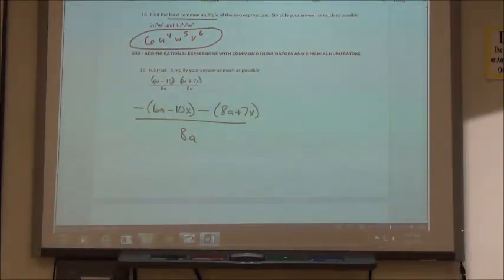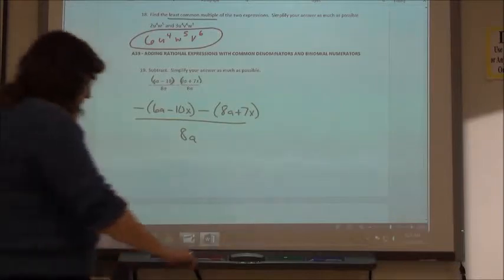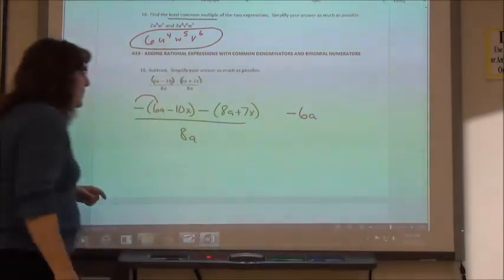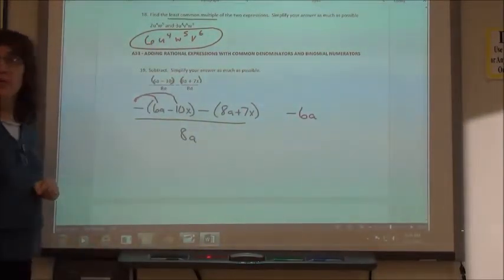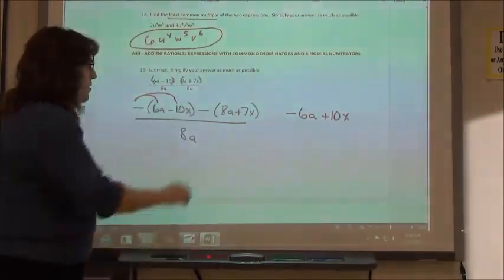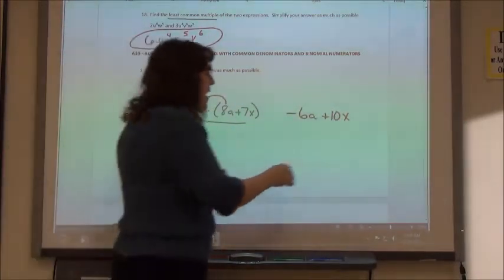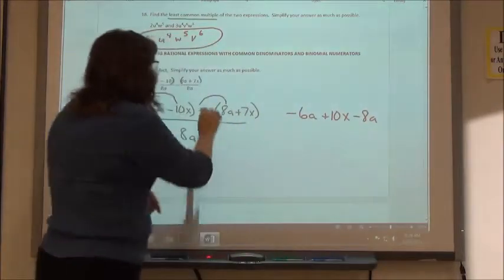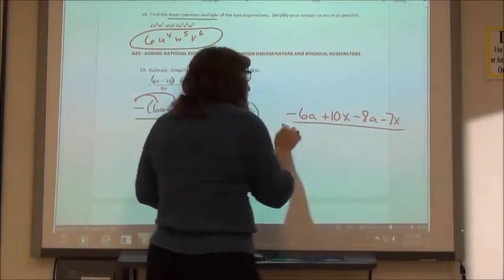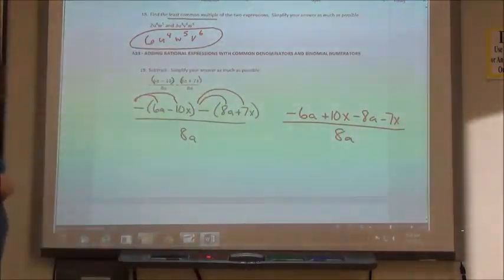And I'm really just going to work with my numerators. In this case, I have to get rid of the parentheses, so I have to distribute those negative signs out. So, here, negative and a positive is going to give me negative 6a. Here, negative and a negative is going to change that to a positive 10x. Here, negative and a positive, going to be negative 8a. And here, negative and a positive, going to be negative 7x. Still all over that 8a, which is my common denominator. So if there's a negative sign in front, basically it just changes my signs.